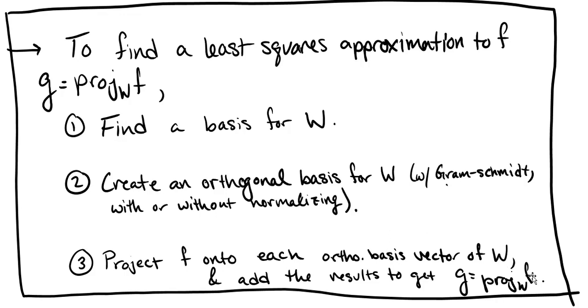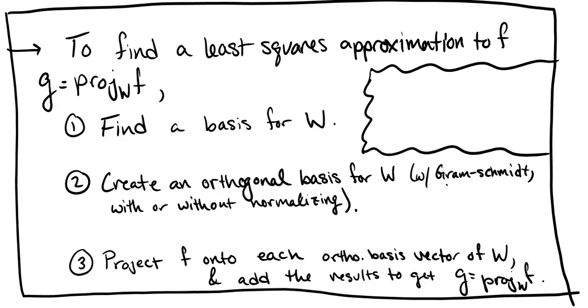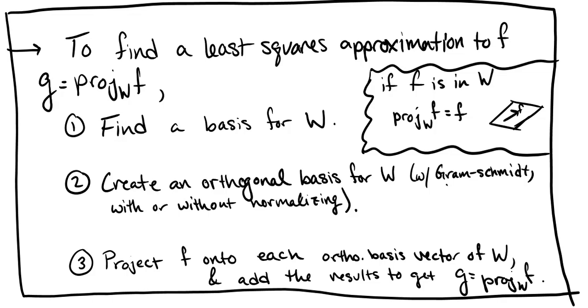Note that if f is in W, the projection will just be f itself. So let me even make that note here. We described all of this thinking of f not being in the subspace, but there's no reason it can't be. If f is in W, then the projection of f onto W, the least squares approximation to f in W, is f itself, which makes sense. If f is already in here, projecting onto it gives you the same thing again. So it really can happen. We just don't usually think of it that way.